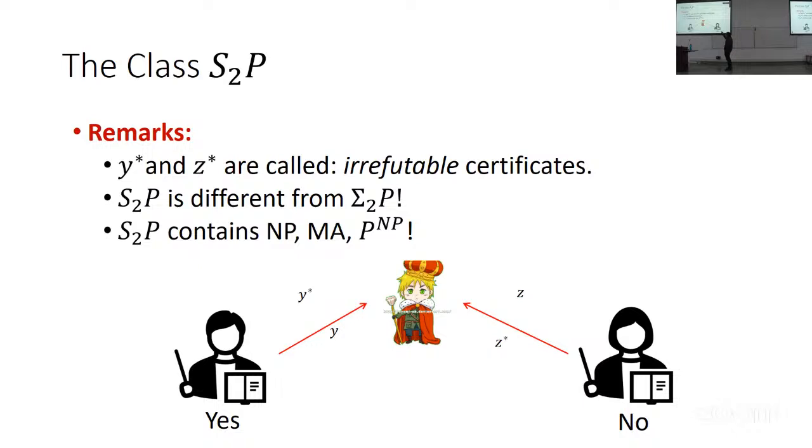The constraints are quite big. This S2P class is weaker than Sigma 2P. Now we think it is. And it contains NP and co-NP, so it's a fairly powerful model. And we'll see how powerful this is in a little bit.